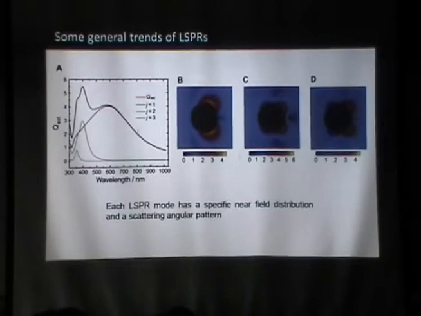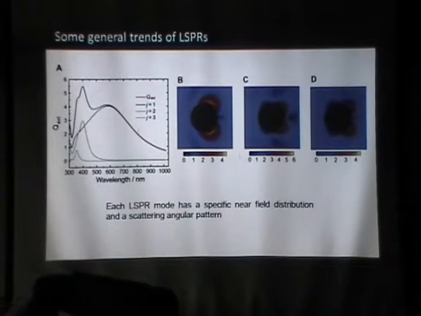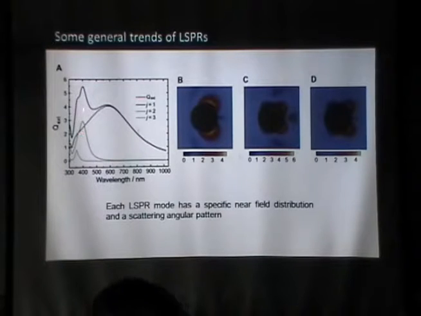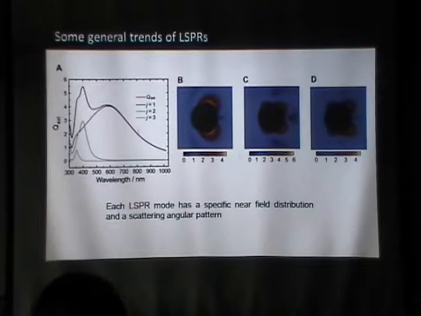Let's take a look now at the electric field distribution for each of these resonant modes. As I told you, there's a specific field distribution around the nanoparticle depending on the mode that you are exciting. If we take a look at this example, this is a 200 nanometer silver sphere. So it can accommodate a dipole resonance here, a quadrupole resonance, and an octupole resonance.